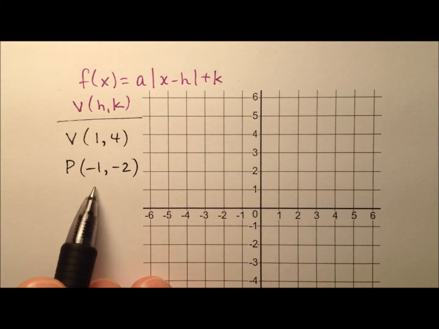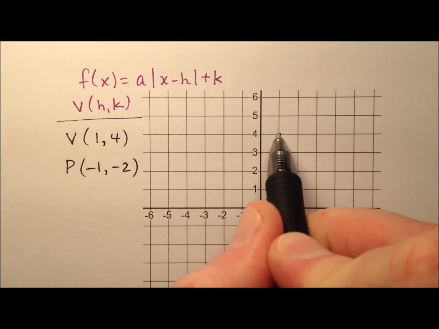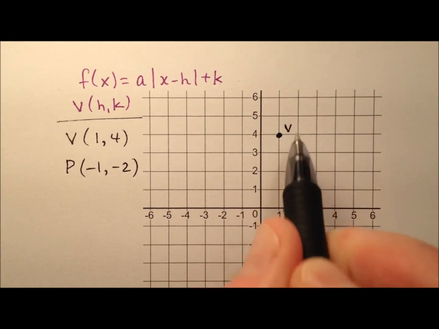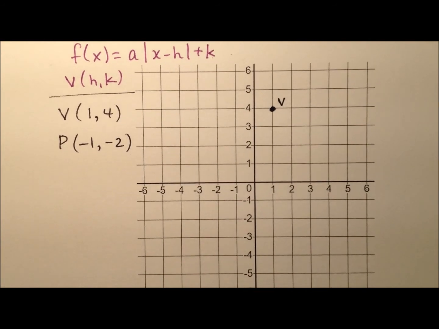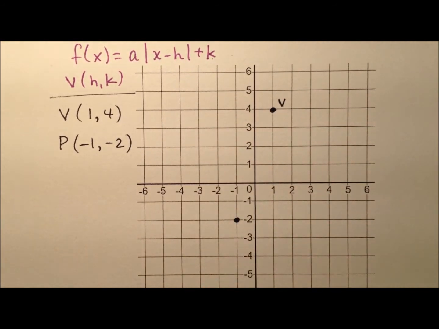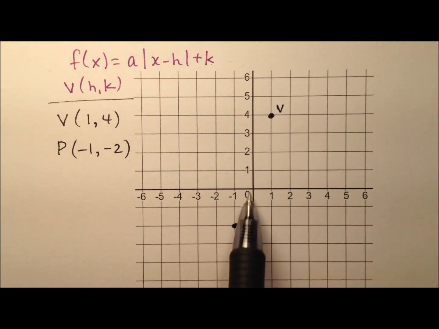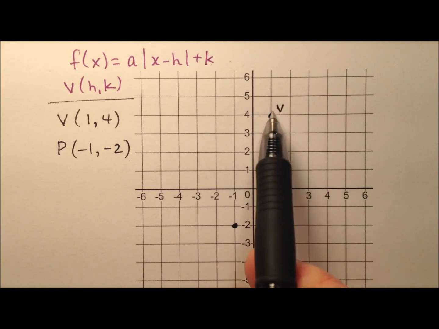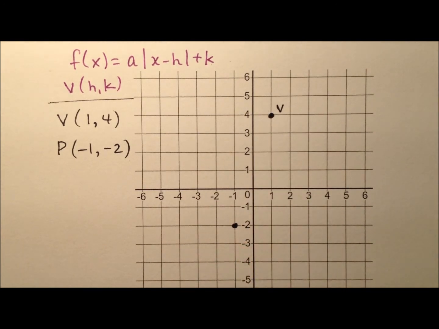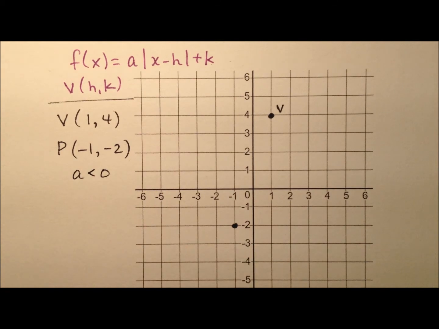Okay, so let's go ahead and graph these two points. We have (1, 4), and that's our vertex. I'm just going to go ahead and mark that as V so we know. And the other point is (-1, -2) right here. So we know one thing immediately. If this is the vertex and one of the legs passes through (-1, -2), we know the legs are going down. So this is going to open downward. So we know it's been reflected over the x-axis. So I know that my a value is negative.